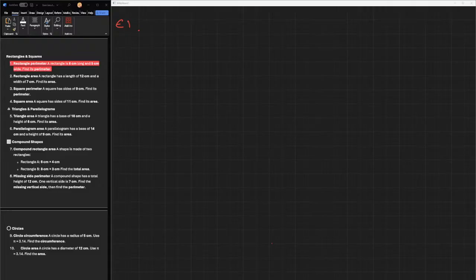And without further ado, let's go. So question one is a rectangle. Alright, so we have the rectangle here, the shape. So the rectangle is this. So since we have this, let's do this.